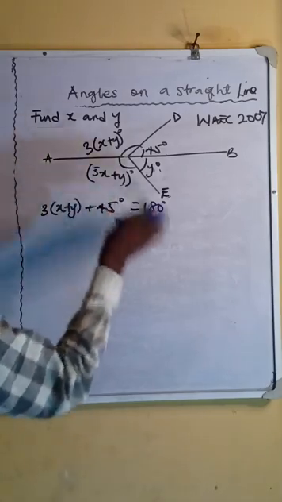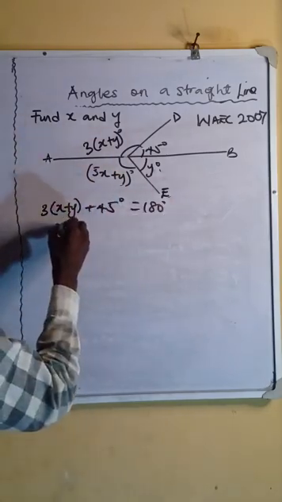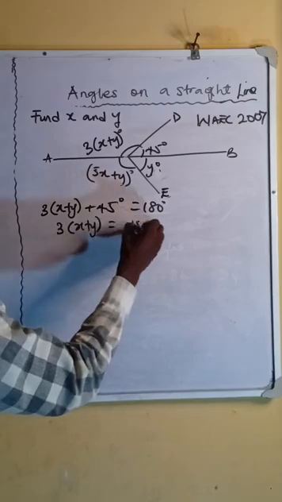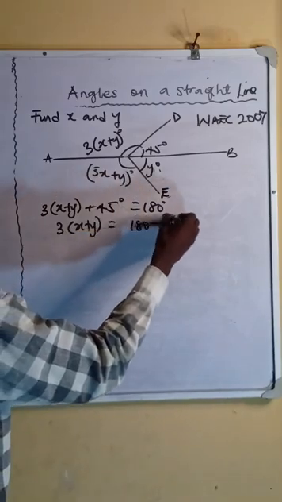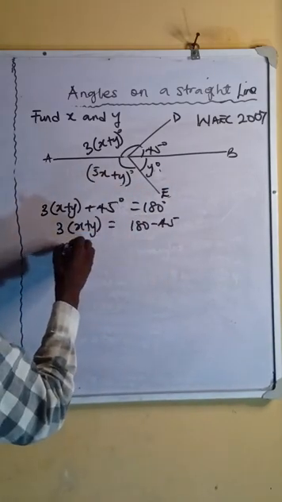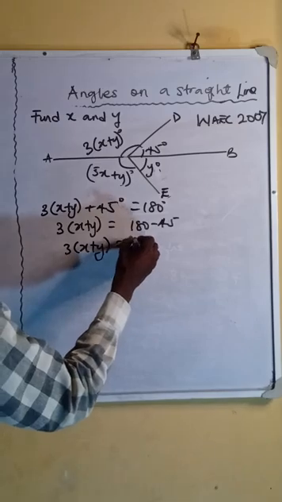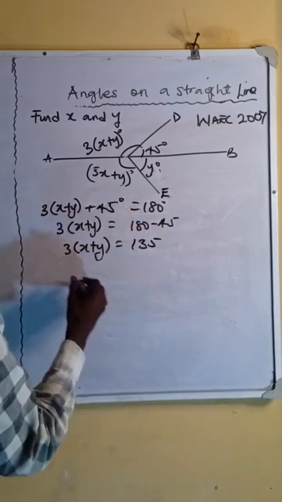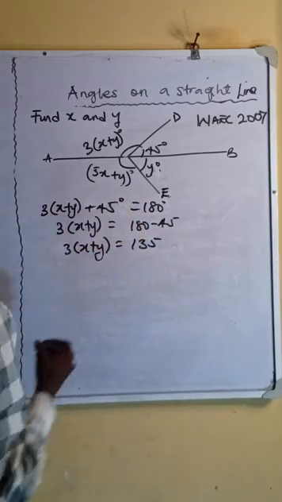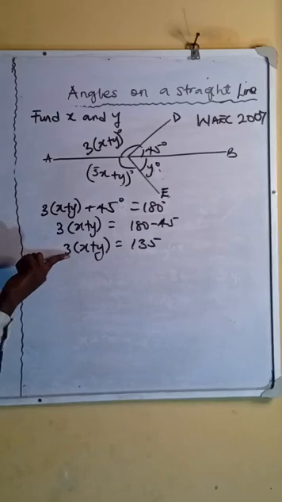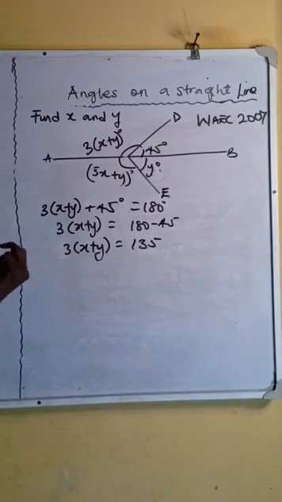So what do you have to do? Cross to the other side. So you have 3x plus y equals 180 minus 45. That will give you what? 3x plus y equals 135. Then another thing is either we open this bracket or we divide by 3.